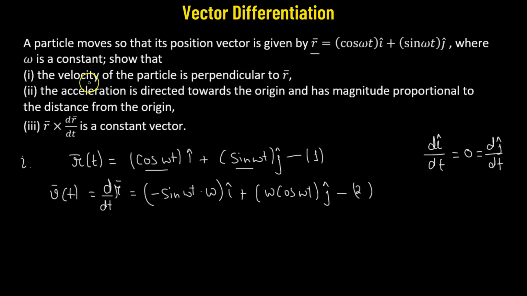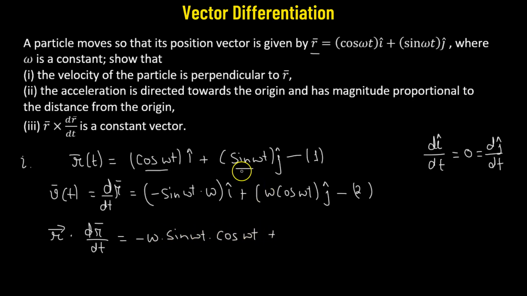Now what we'll have to show? We'll have to show that the velocity of the particle is perpendicular to the r vector. If that were to be true, then the dot product between the r vector and the v vector, that means the first derivative of r with respect to t, must be equal to 0. So let's show that. We have to take the dot product between 1 and 2. So we'll have cosine omega t multiplied by negative sine omega t times omega. So this will be negative omega times sine omega t times cosine omega t.